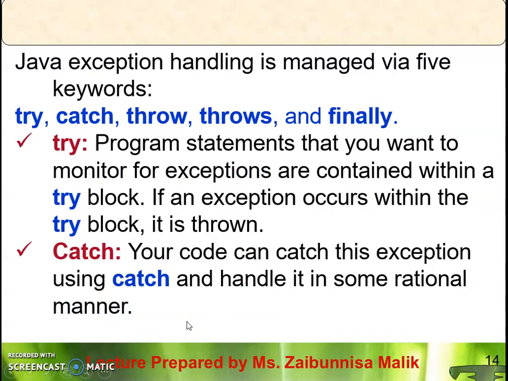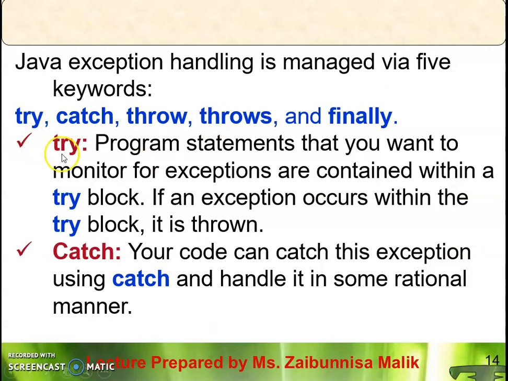So, Java exception handling is managed via 5 keywords. This is again a very important point. In every examination, these are asked. What are the different mechanisms or keywords which are used to handle Java exceptions? So there are 5 keywords: try, catch, throw, throws, and finally. Now let me explain each one by one.